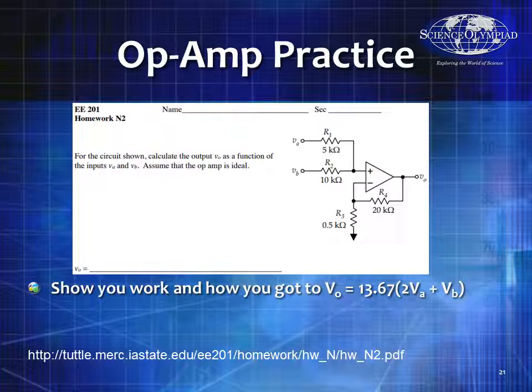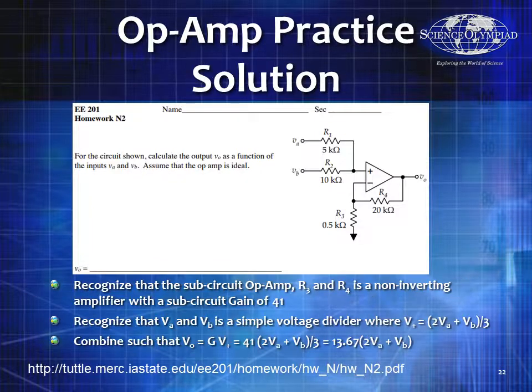And Vn is a very simple voltage division problem. So now I use VA and VB, do the voltage division to determine Vn. So first thing I do is just looking at the op amp and the 20 kilo ohm and the 0.5 kilo ohm. That's obviously a non-inverting amplifier, and I ignore the rest of the circuit. That part I can solve real quick, and it's got a gain of 41.